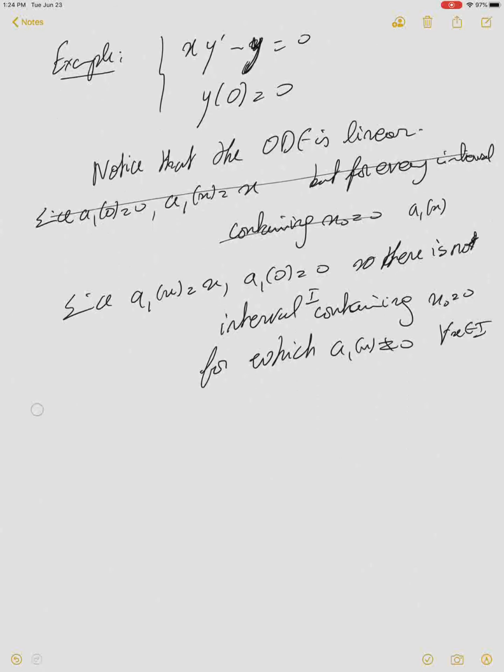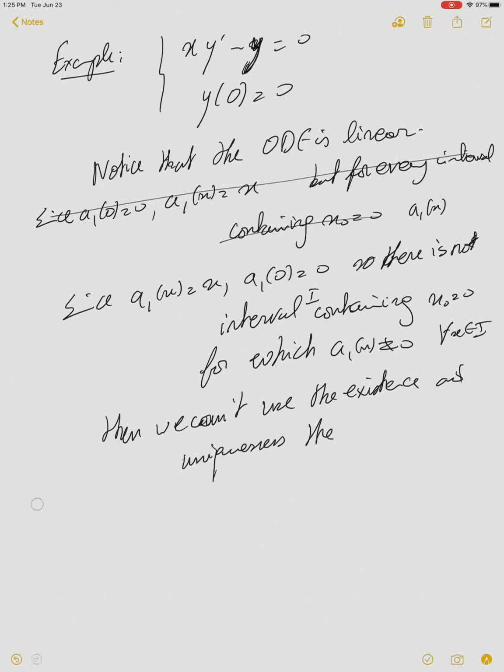Do you agree? Because at 0, every interval contains 0, and a sub 1 of x equal to 0. Then we cannot use the existence and uniqueness theorem for linear IVP. Well, does this mean that there's no solution?